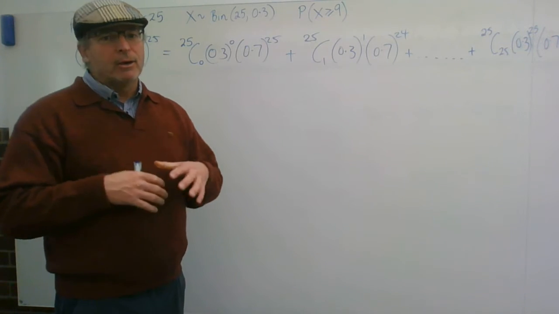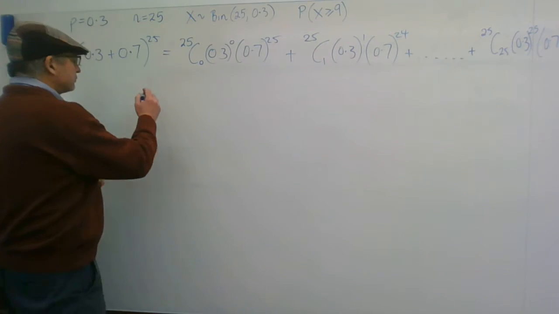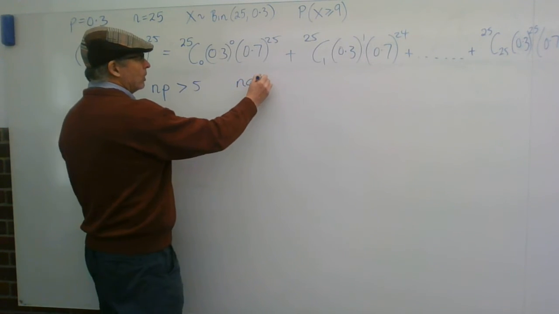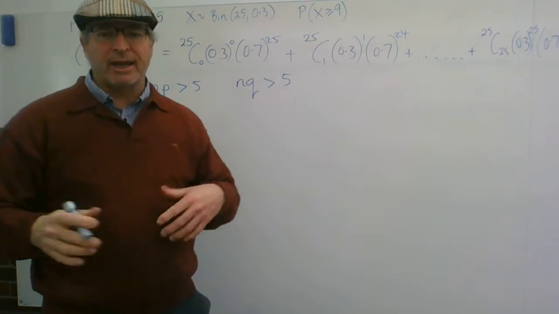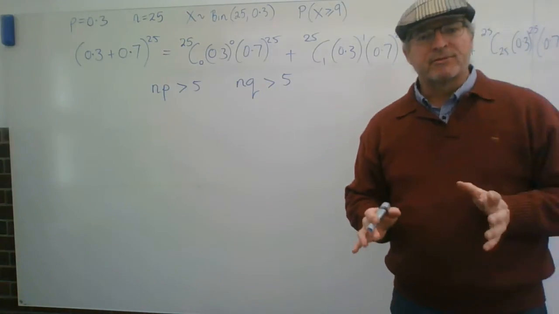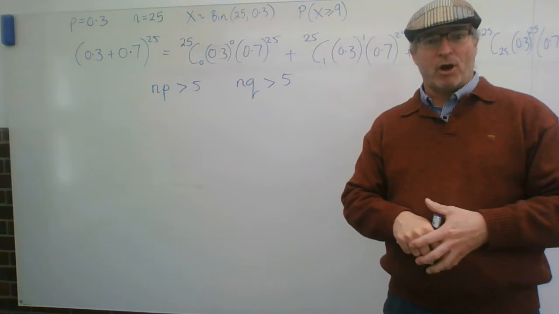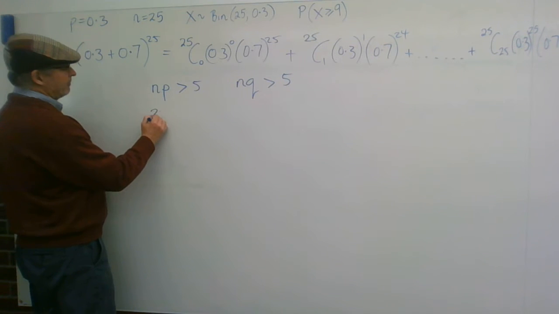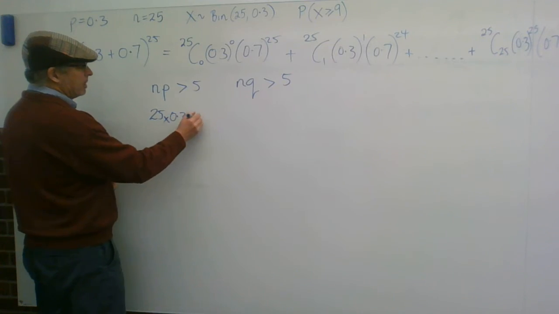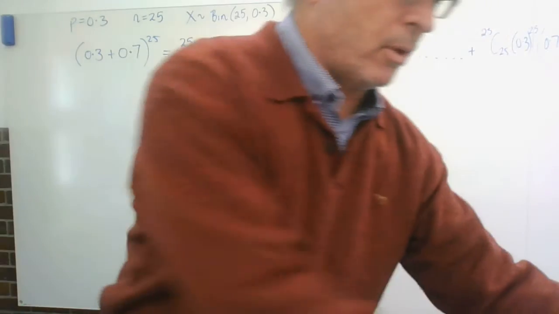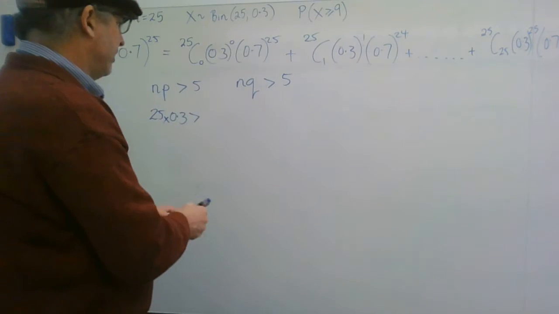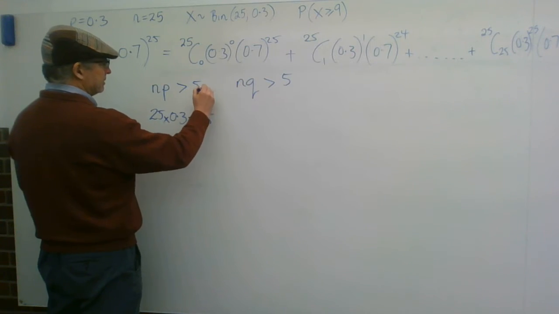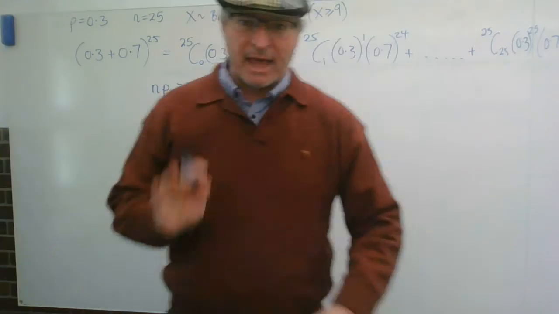Now, there's a quick rule of thumb that if np is bigger than 5 and nq is bigger than 5, then we at least have some sort of chance of success in this process. So, p is 0.3, n is 25. So 25 times 0.3. We need to work out what that is. 7.5. Yes, it's bigger than 5. So that's a good start.